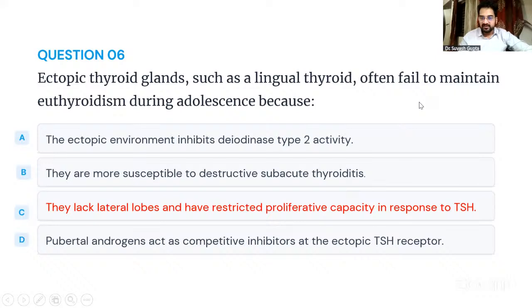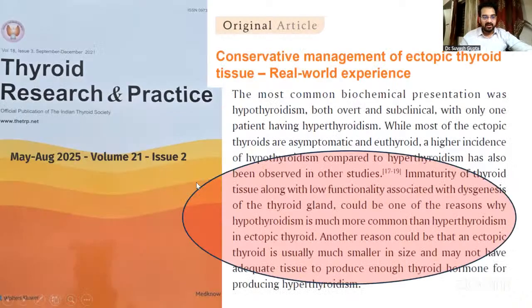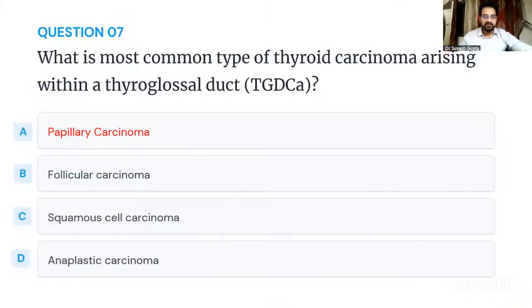Ectopic thyroid glands such as lingual thyroid, how do they lead to reduced function? They lack the lateral lobes and have restricted proliferative capacity in response to TSH, and hence they fail to maintain euthyroidism. Again, mentioned in the Indian Thyroid Society flagship journal. They have mentioned that immaturity of thyroid tissue along with low functionality associated with dysgenesis of the thyroid gland could be one of the reasons why hypothyroidism is much more common than hyperthyroidism in ectopic thyroid. Another reason could be that an ectopic thyroid is usually much smaller in size and may not have adequate tissue to produce enough thyroid hormone.